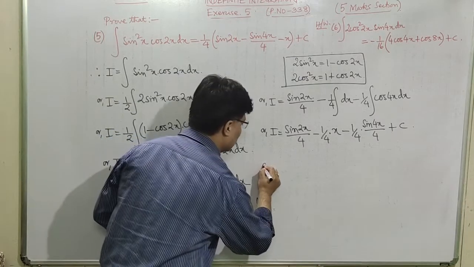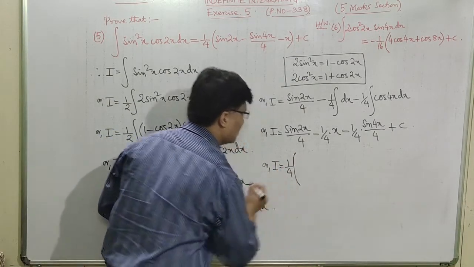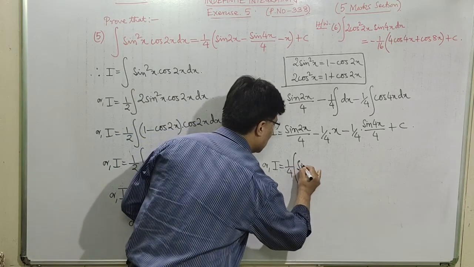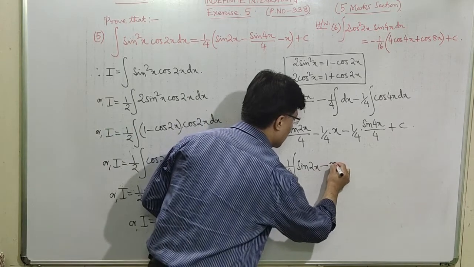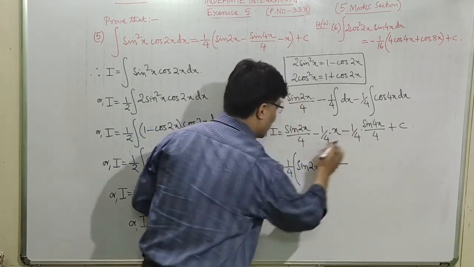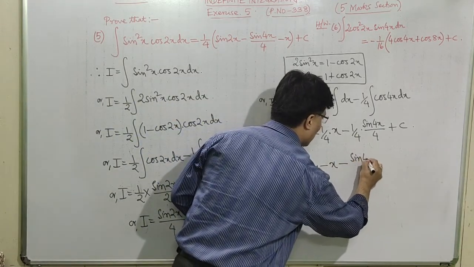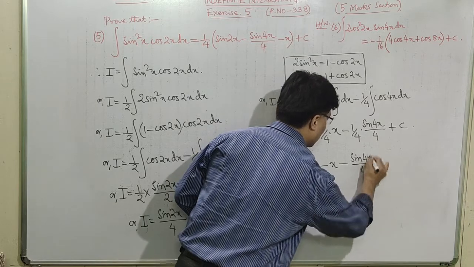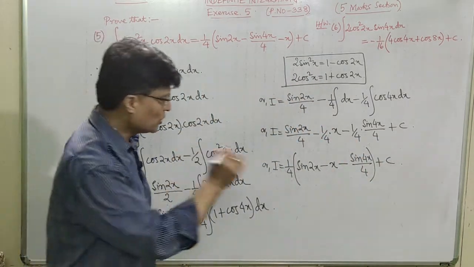What is common out here? I is equal to 1/4 taken common. Within the bracket, what do we get? It is sin 2x minus x, with 1/4 taken common, then again minus 1/4 taken common out here, so it is sin 4x divided by 4, bracket closed, plus c. So this is the answer.